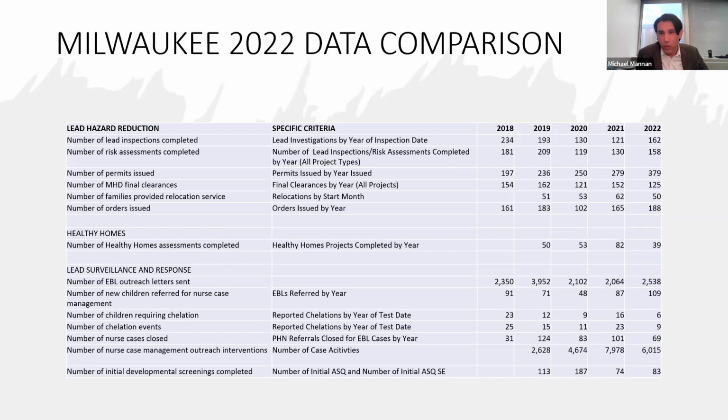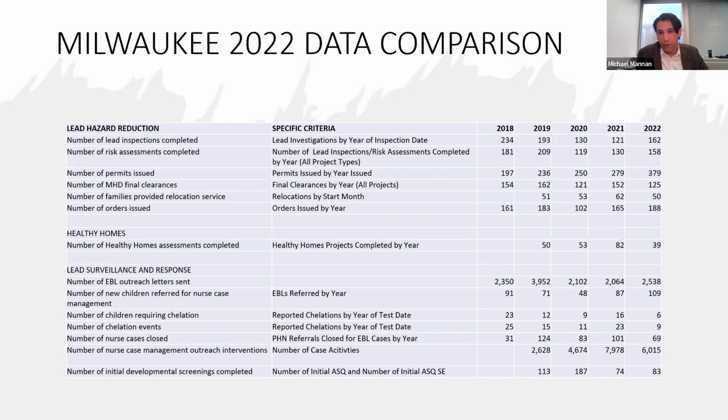And again, in 2020, if you look down to the number of new children referred for case management, it's 48. The number of orders we issued that same year dropped quite a bit as well, even though we did provide ways to get into those homes during those years. We still had the hesitation from the public that didn't want us to go there. So a lot of that we've cleaned up.